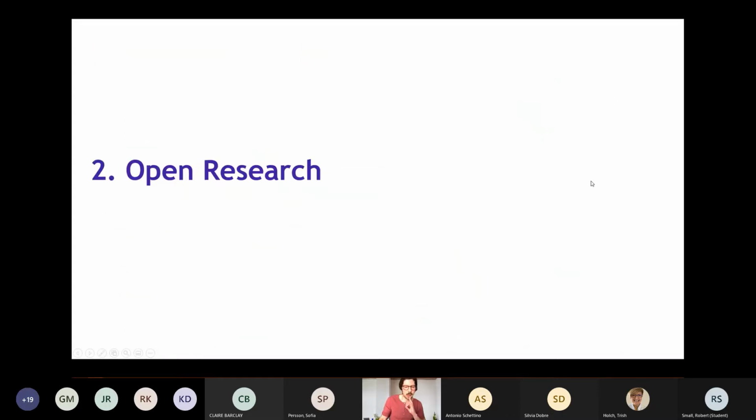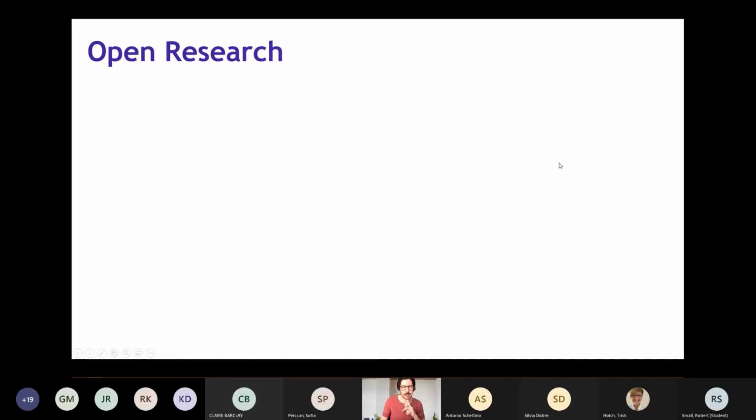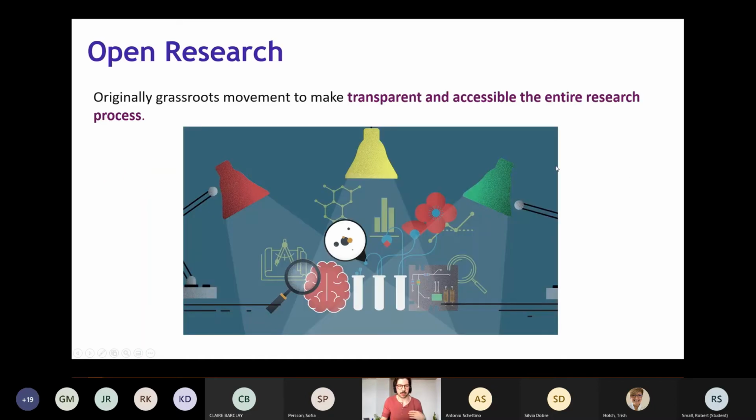Okay, so the second part of the talk then, we're going to move on to open research, and then we're going to bring the two things together at the end. So open research, as probably most people will be familiar with, was initially a grassroots movement with the aim of making the whole research process transparent and accessible.